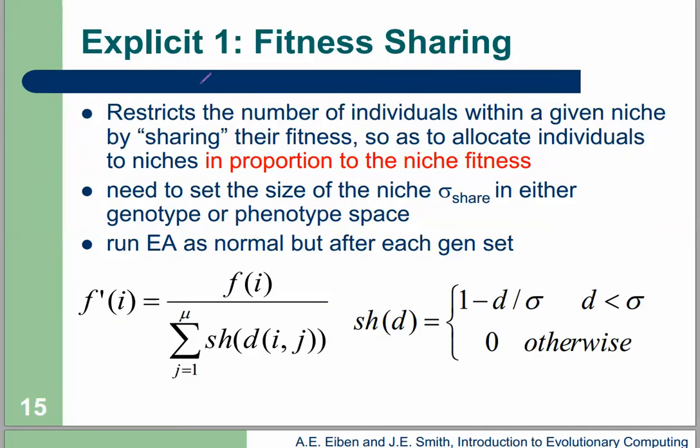So we want to explain the explicit methods. We have two explicit methods. Explicit is the same as direct, or it is direct to the fitness. One of the explicit methods is fitness sharing. In this method, we want to explain the fitness. Fi is the fitness of I, but f prime of I refers to the fitness sharing of I.